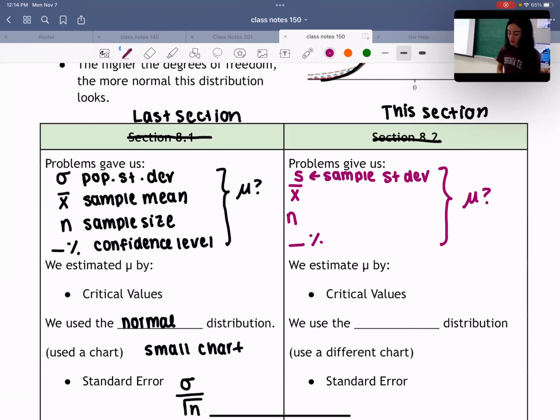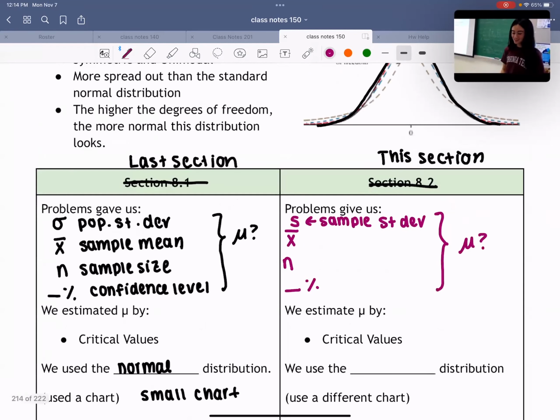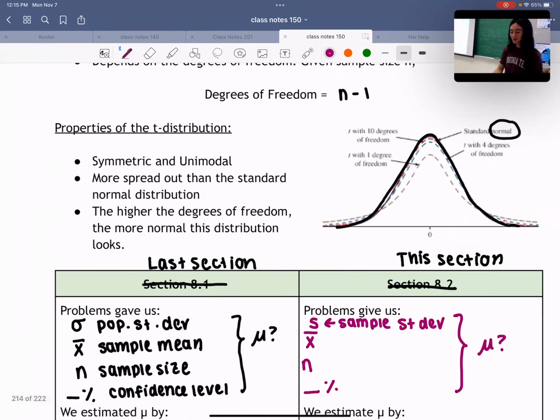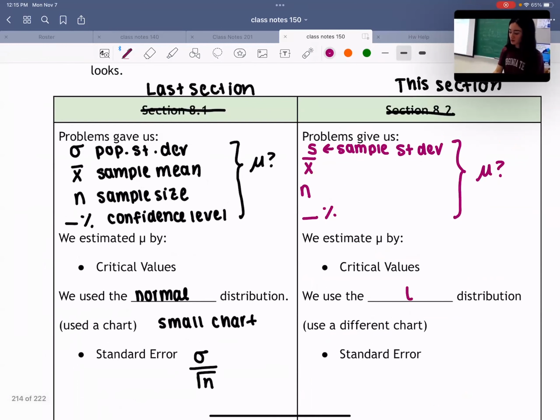Okay, so we're going to estimate the mean by first finding our critical values. We're not going to use the normal distribution anymore. What distribution do you think we're going to use? T-distribution, right? That's why I introduced this distribution up here. There's only two distributions we know. Instead of using the normal, we're going to use the T-distribution. Okay. Now, you're not actually going to have to use the graph of it or whatever, but we're going to use a chart for this. And instead of the small chart, we're going to use the big chart.